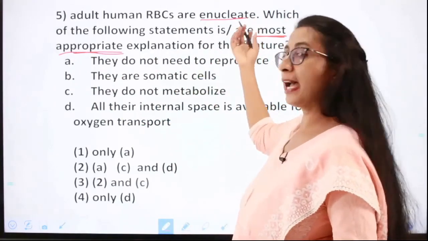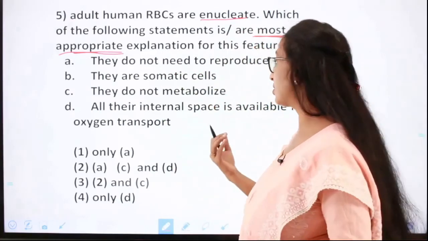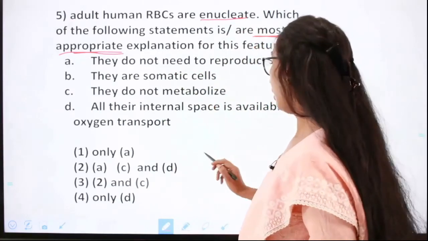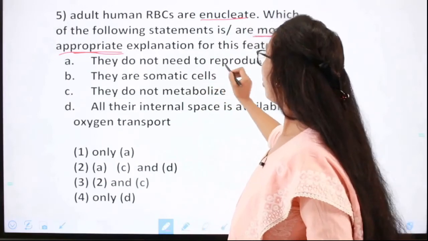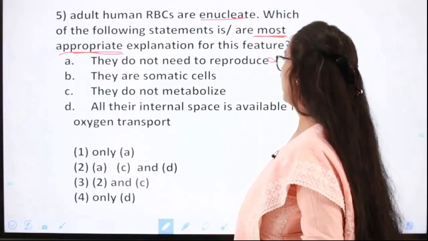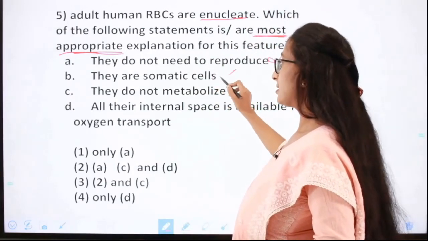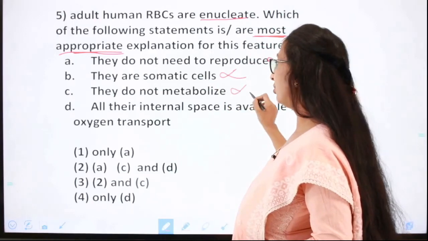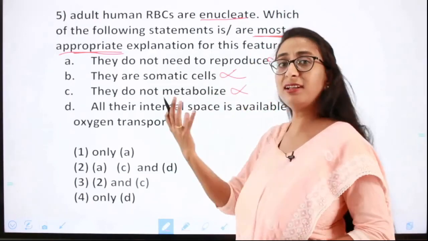They do not have a nucleus, we know that. So why is it so? Because they do not need to reproduce? No, that is not the answer. They are somatic cells? No. They do not metabolize? No. None of these options are even related to the question.